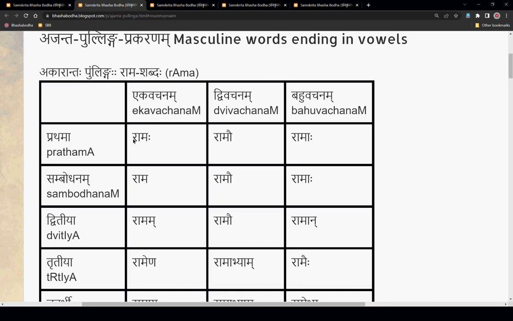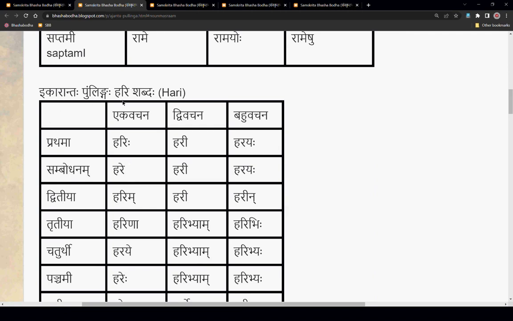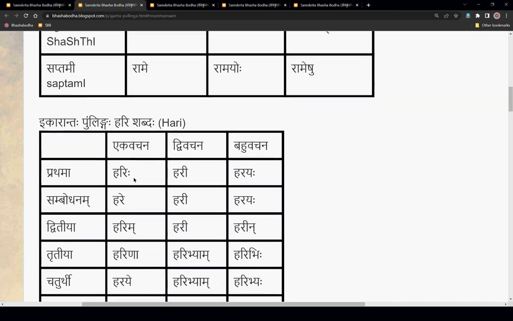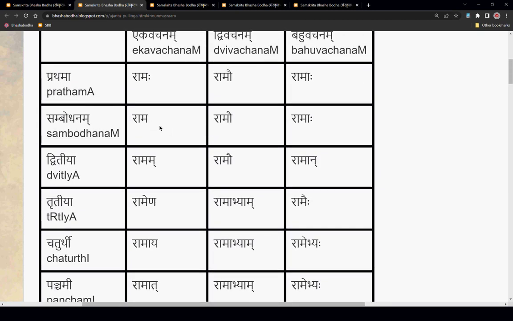But don't think that everywhere the Sambodhanam is the same as the Pratipadikam. It could be different. For example, take the Ikaranta Hari Shabda. With Hari as the base word, Pratama becomes Harihi, but Sambodhana becomes Hare. Dvivachana and Bahuvachana forms remain the same, but Ekavachana forms sometimes differ. Pratama is Harihi, Sambodhanam Hare, and Pratama is Ramaha, Sambodhanam is Rama.